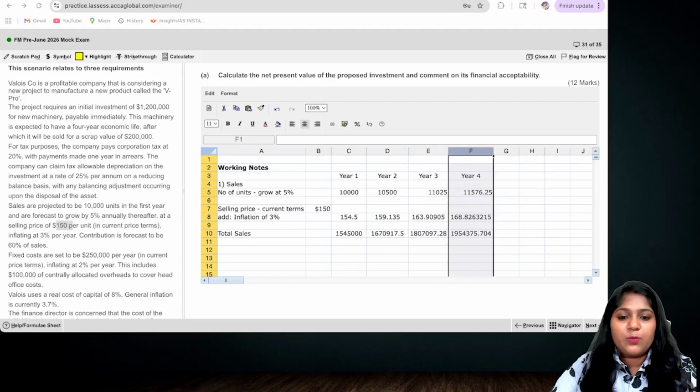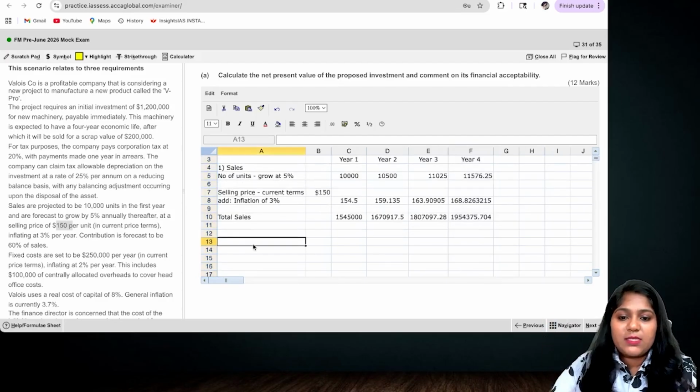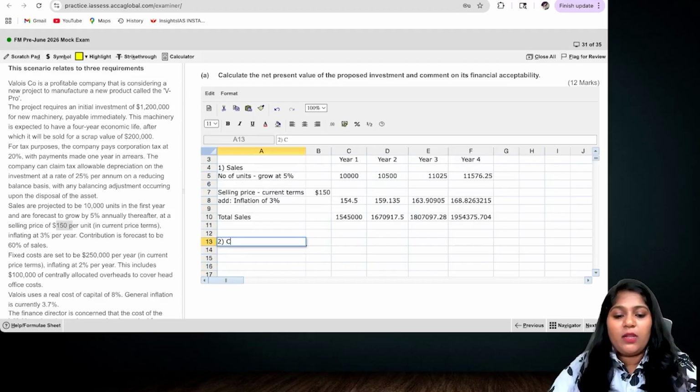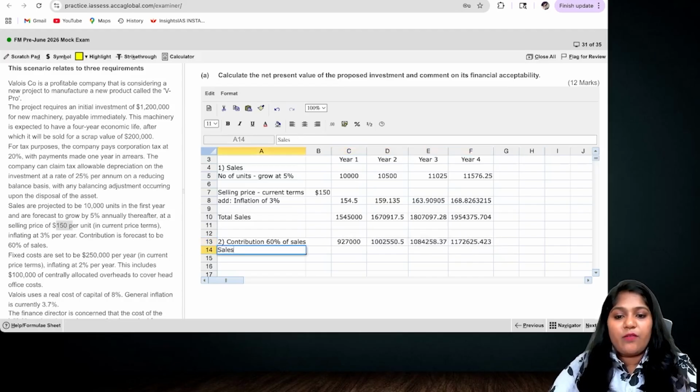Now sometimes what happens, people do calculate in $1,000, but I would suggest you to do it at the full value. So once we are done with sales, the second one is now I will have to go ahead and also calculate contribution directly. So contribution is nothing but 60% of sales. So in year 1, $1,545,000 into 60% will be my contribution. And it goes on. What is contribution, guys? Contribution is nothing but sales minus variable cost.